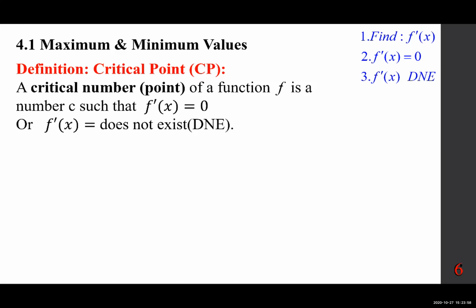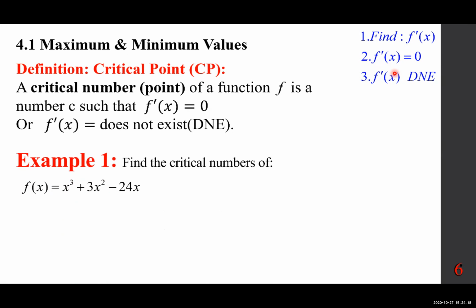So having said that, how do we find them? The procedure involves the following three steps. You find f prime, you set it equal to 0 to find the solutions, and also find where f prime doesn't exist. So starting with a simple example, f of x equals x cubed plus 3x squared minus 24x, we are interested in finding all critical points. The process is very simple. Step one, let us differentiate. This is a simple differentiation. Everybody knows how to do that. So let's go through it fast.